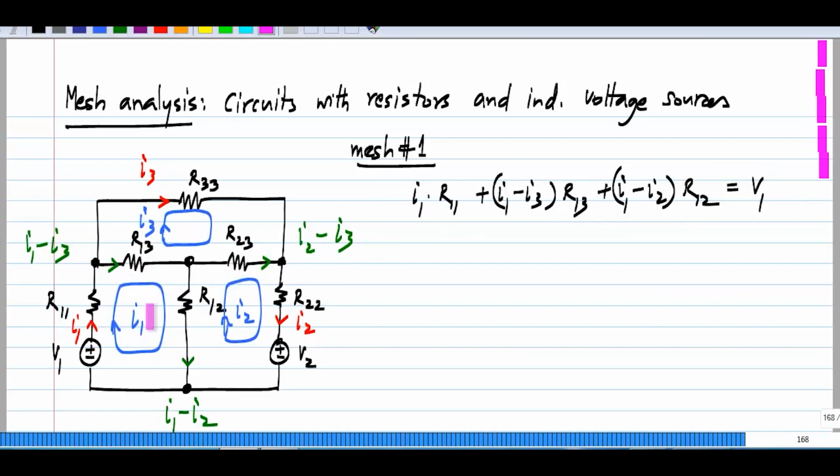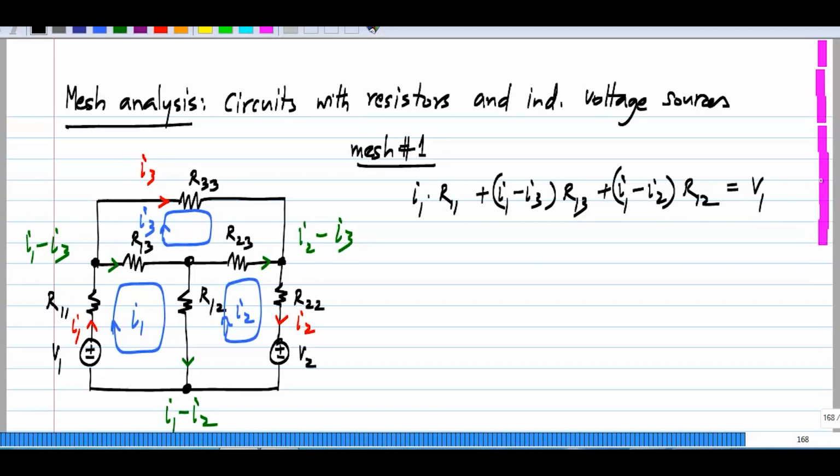We have implicitly used Kirchhoff's current law because the mesh current here is I1 and the current here is I3, so we wrote the current in R13 to be I1 minus I3. That is basically Kirchhoff's current law applied at this node. So we have implicitly used Kirchhoff's current law while writing this, and this is exactly the same thing that we did with nodal analysis. We were writing Kirchhoff's current law equations, but we were implicitly using Kirchhoff's voltage law when we wrote down that the voltage across each branch is the difference between two node voltages.